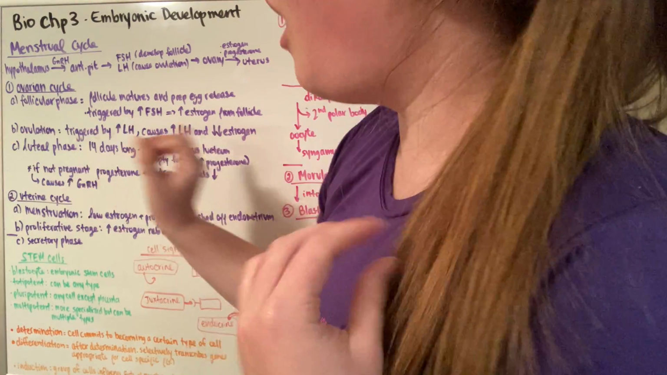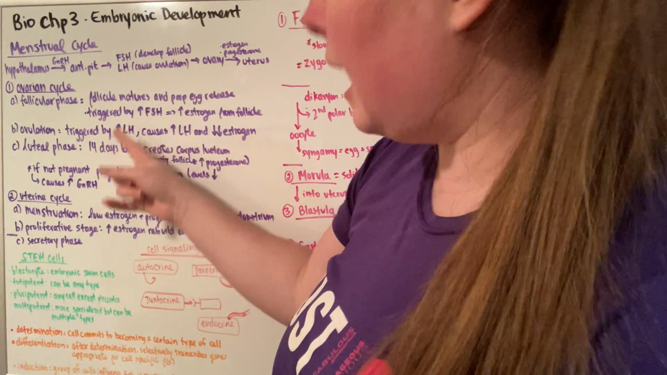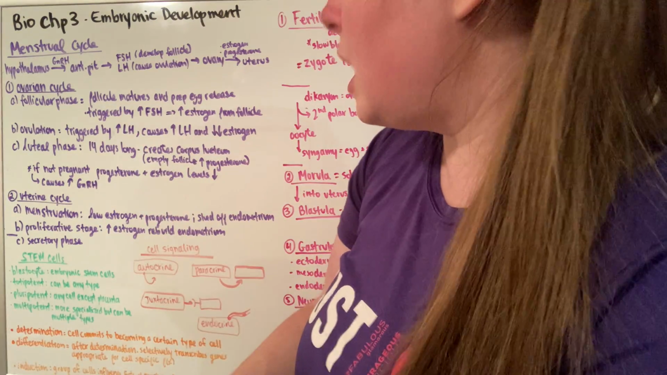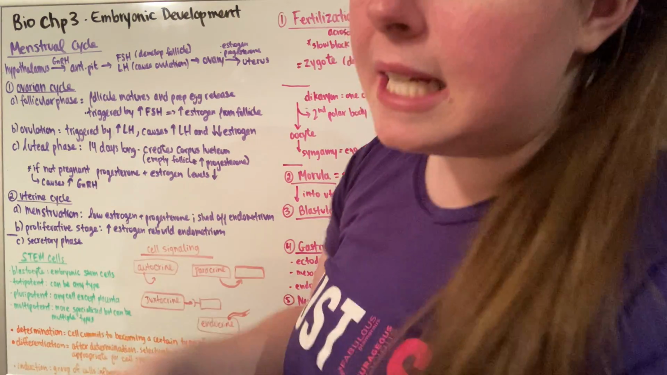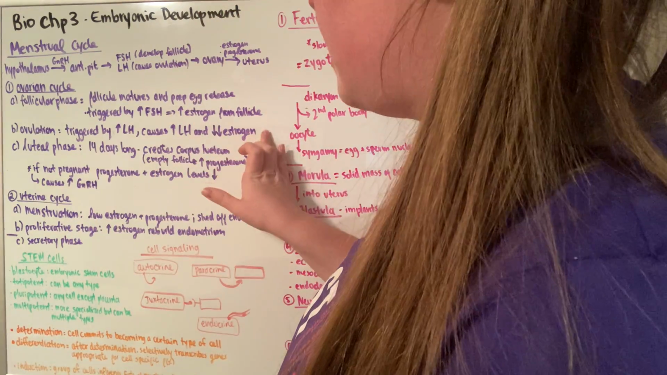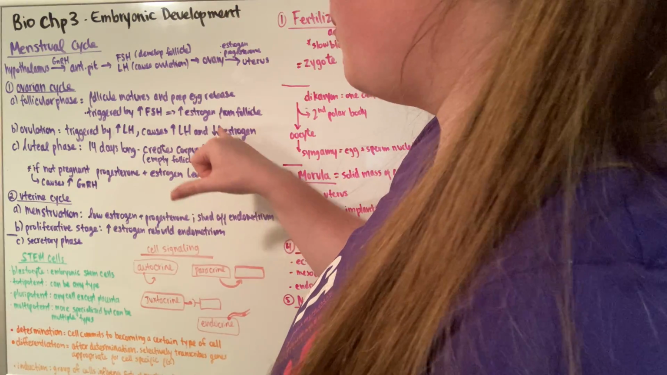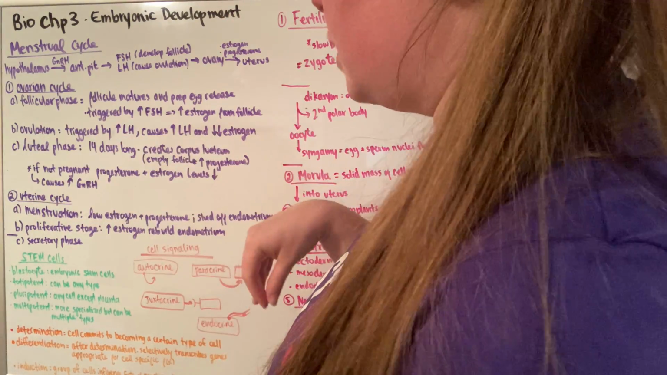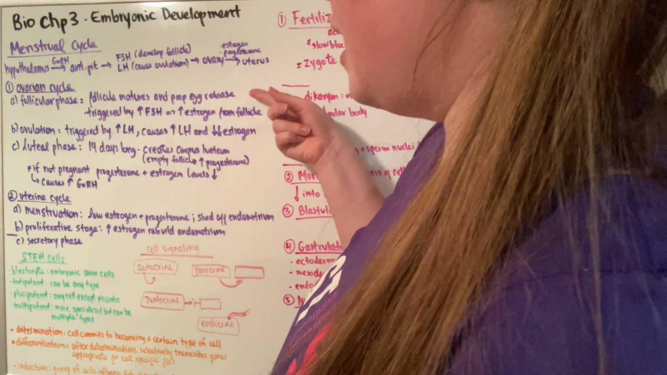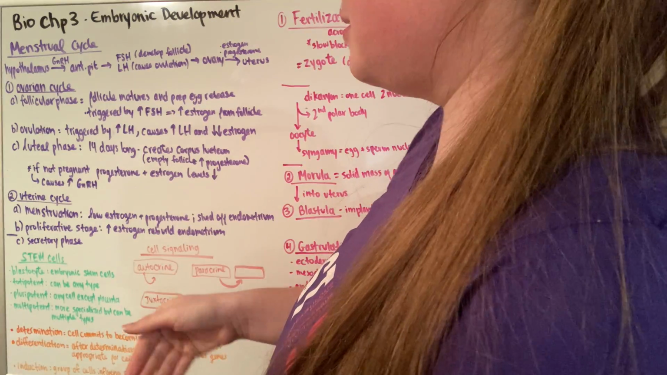Then we have ovulation, which is triggered by an increase in LH, which causes even more LH to be produced, and a decrease in estrogen. So this drop of estrogen that we see on a graph of the menstrual cycle would be at the point of ovulation. Because ahead of this, at the follicular phase, you have an increase of estrogen, but as soon as the ovulation occurs, the estrogen drops.